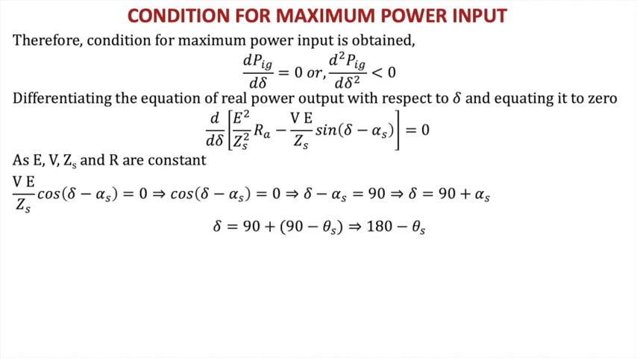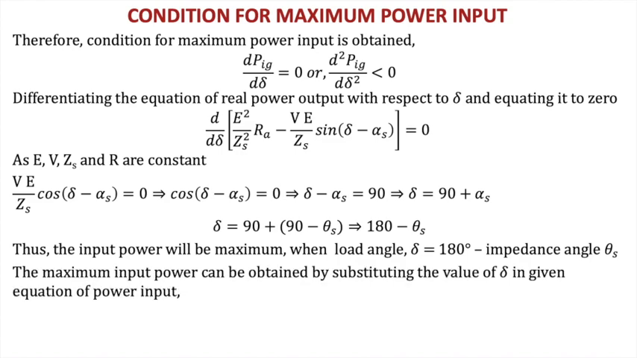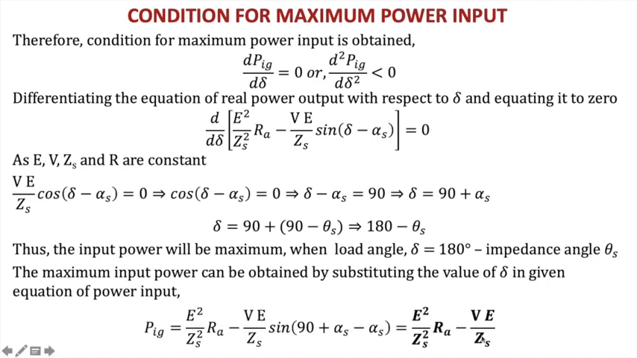That 90 plus alpha s, we can write it as alpha s is equal to 90 minus theta s, so del will be equal to 180 minus theta s. So the input power will be maximum when the load angle is 180 degrees minus the impedance angle. The maximum input power can be obtained by substituting the value of del, and we get it as E square by Zs square Ra minus V by Zs, which is the maximum input power that is possible for the generator.